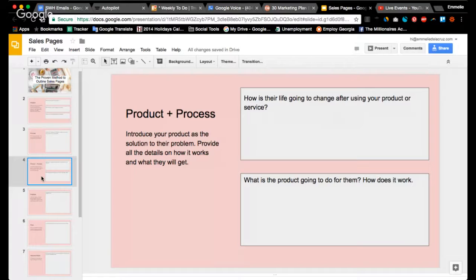Then you're going to outline the process. So how are they going to get it? Do they get the emails weekly? Do they get the videos delivered to their inbox? Is there a classroom that they have to log into? Do they get their own personal login and profile? This is where you kind of talk about all the logistics and all the mechanics, right?